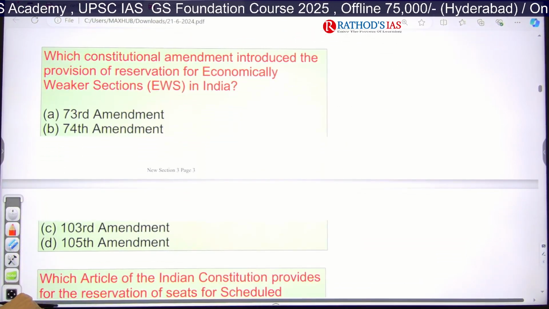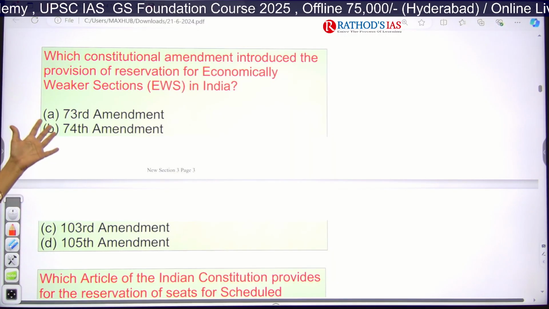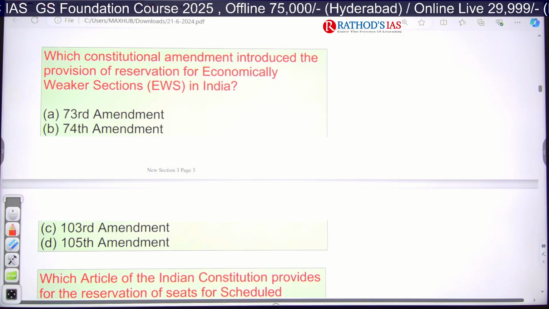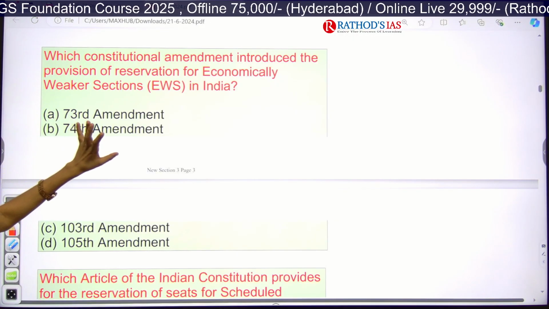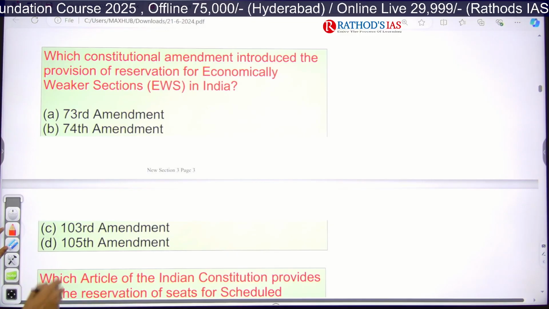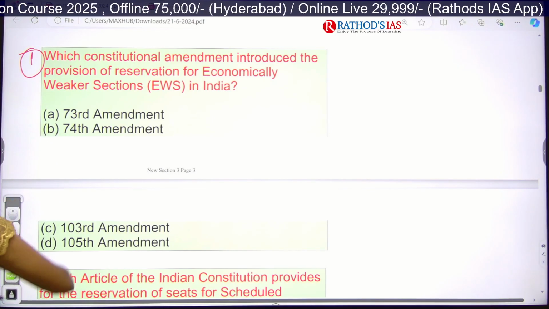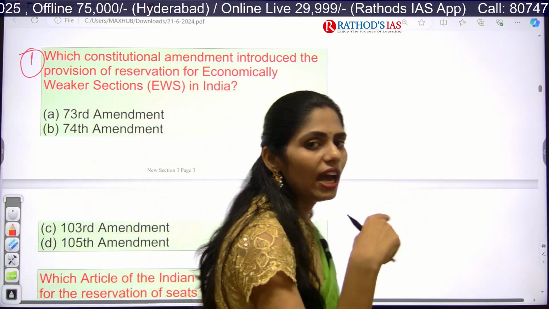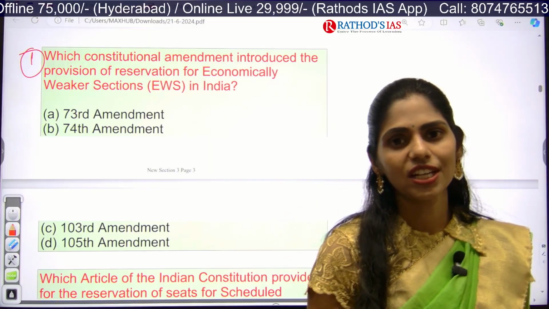So I want to give you one question. Just now I said the answer to this question. Which constitutional amendment introduced the provision for reservation for EWS? So please let me know. This is your first prelims question. From tomorrow onwards, I will be giving numbering of these questions, and if possible, I will be giving you answers for these questions at the end.